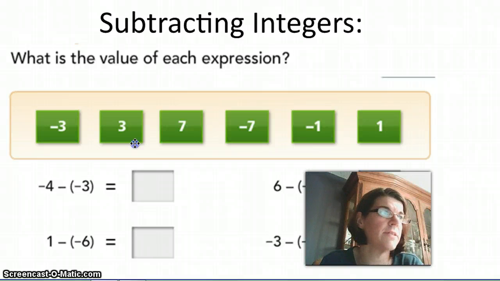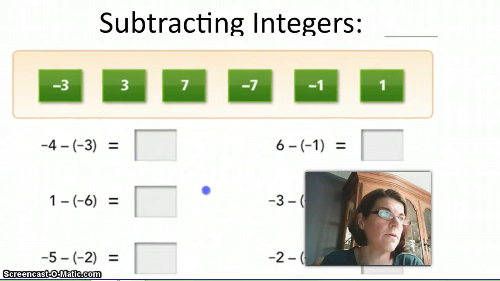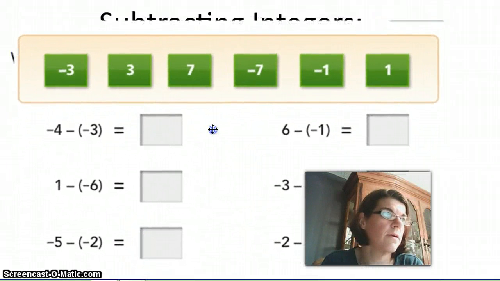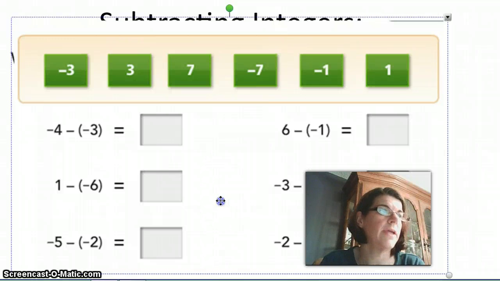Here's some to practice. I'm going to move it up so you can see it a little better. There we go. Okay, if you want to pause the video and try each of these, change your subtraction integers to adding, and then you have to make sure you change the sign on the second integer. Let's do the first one together, and then you can pause it and try the others, and then I'll go over the answers. Okay, so the first one here is negative 4, take away negative 3.